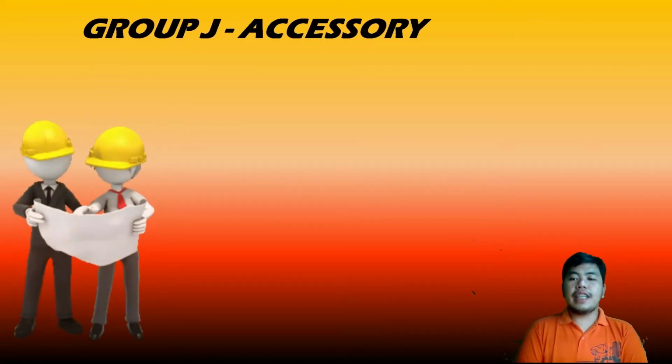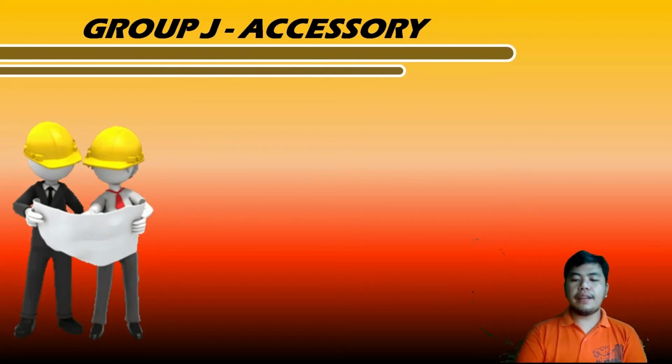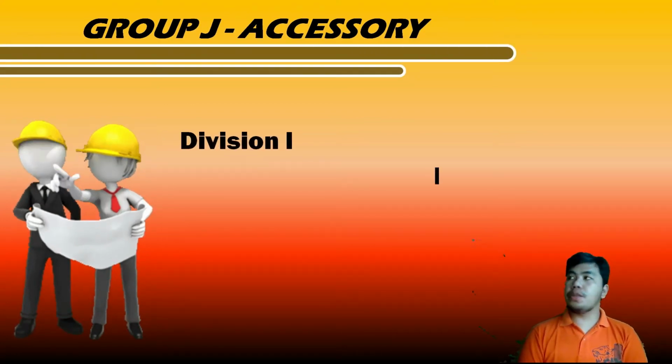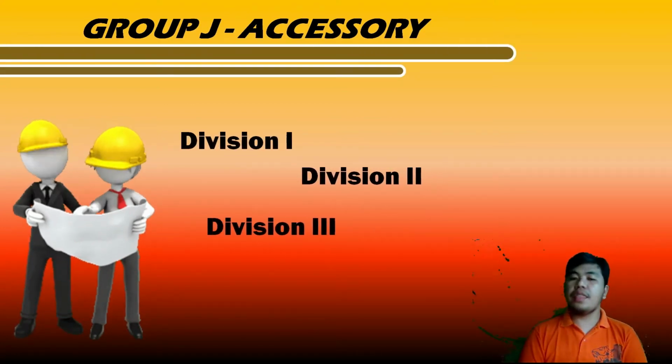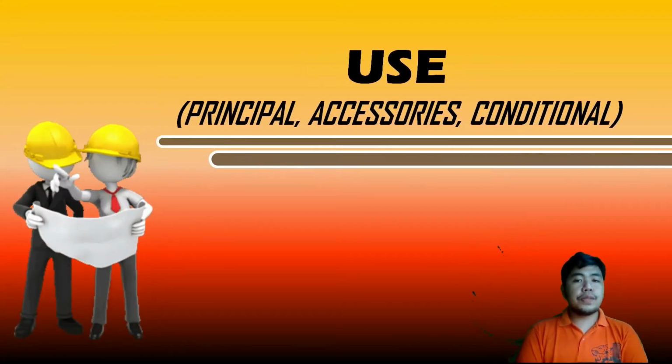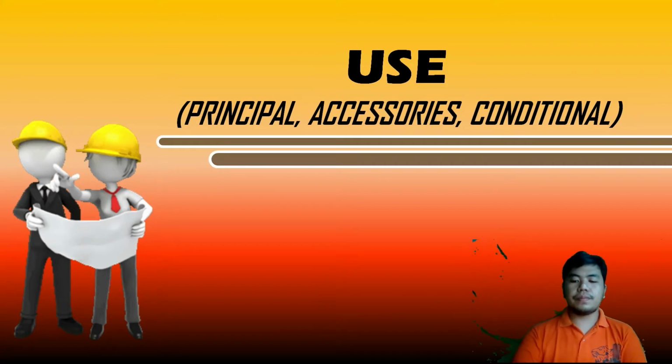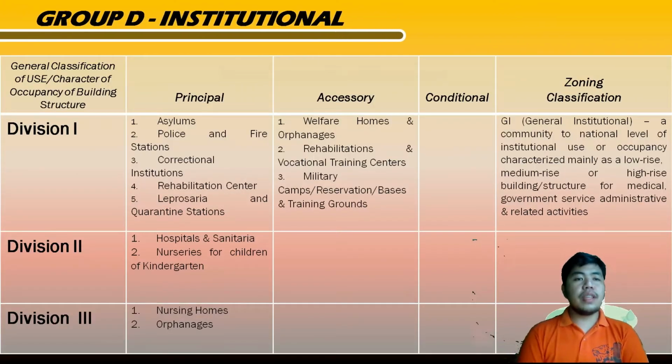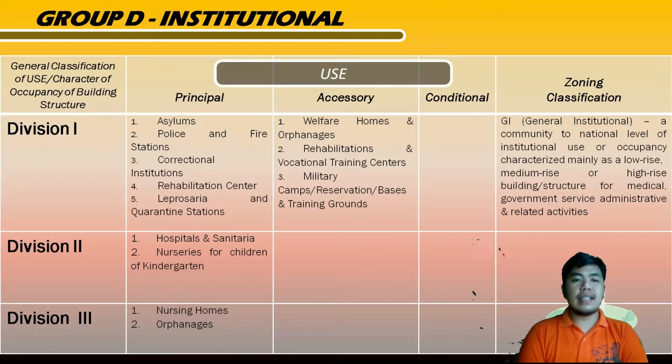For Group J Accessory, we have Division 1, Division 2, and Division 3. Accessory and institutional buildings are classified into three divisions. Now we're going to discuss their use: the principal, accessories, and conditional. To start with, the Group D institutional details.